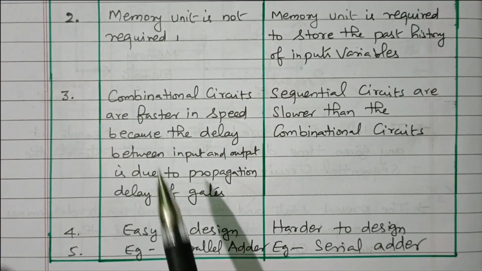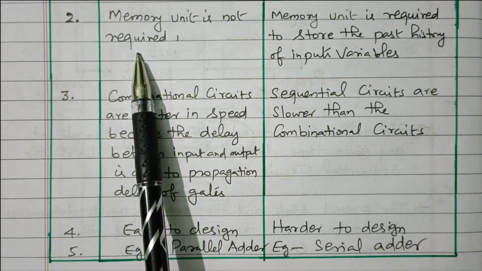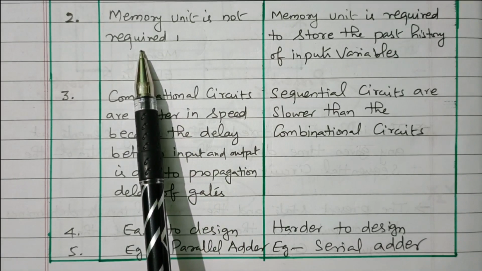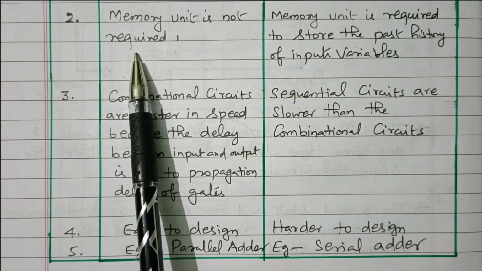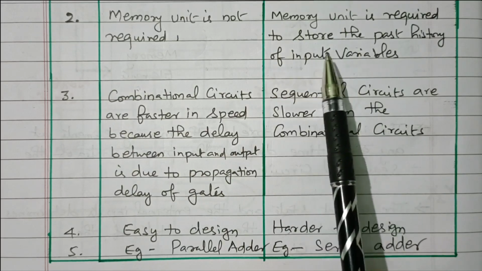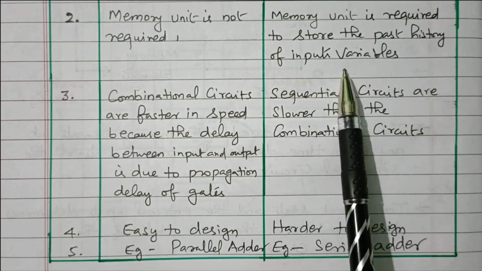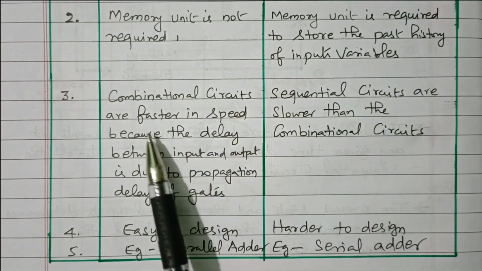Memory unit is not required in a combinational circuit. Here we are not using any memory. It's just a combination of logic gates that produces the output based on the input. But here we are using memory. A memory unit is required to store the past history of input variables. 1 bit of data is stored in the sequential circuit.